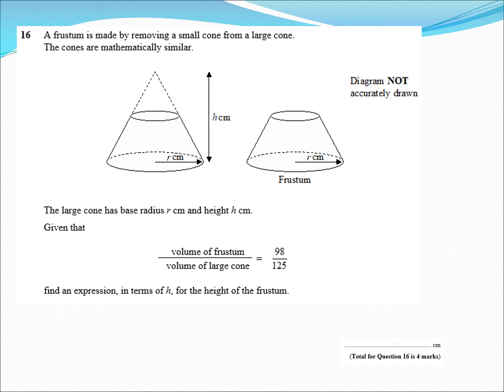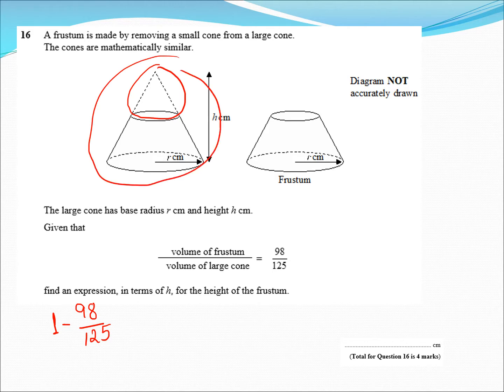So if we consider this whole cone, the volume of the smaller cone divided by the volume of the large cone will be 1 minus 98 over 125, because this portion is removed. So I'm trying to find out this portion as a fraction of the whole. So I know this part, the frustum, is 98 over 125. So obviously the smaller cone is going to be 27 over 125. That in terms of volume.